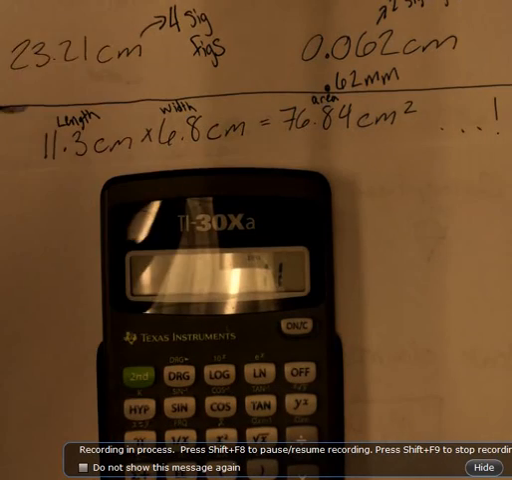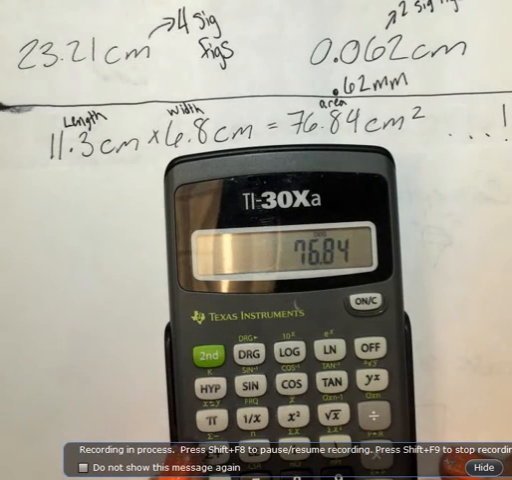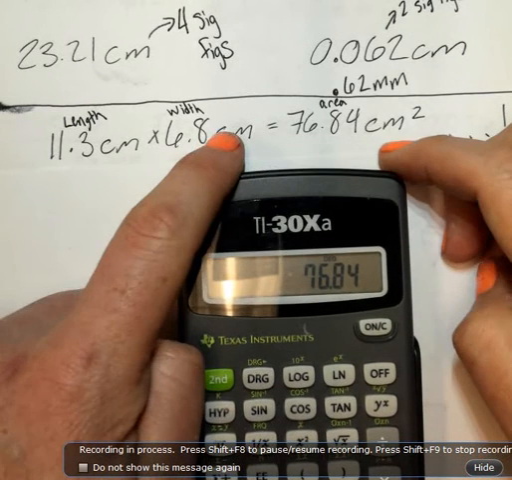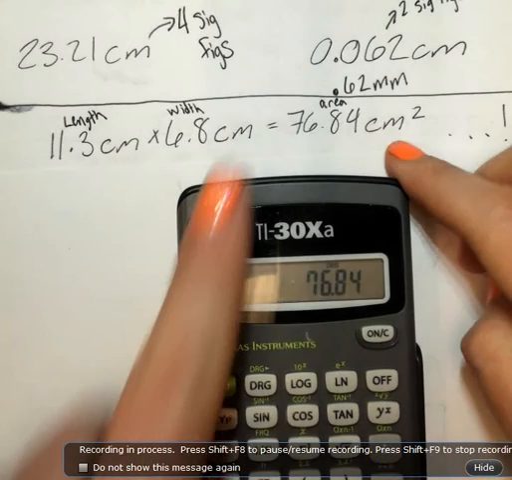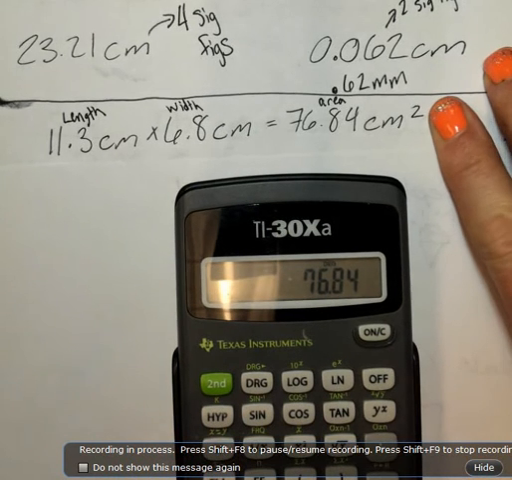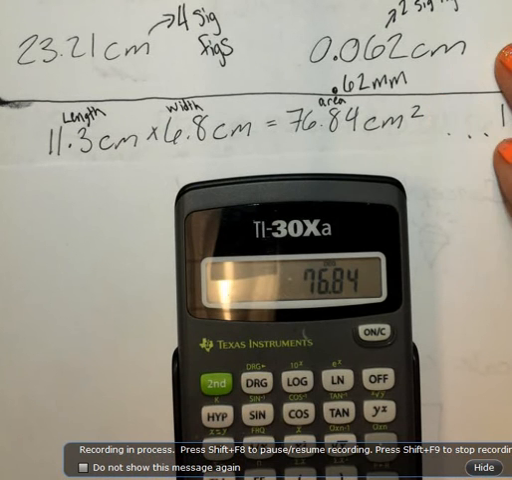And that's what gives us 76.84. And that's the area. And remember, it's centimeter times centimeter. So just like x times x gives us x squared, centimeter times centimeter gives us centimeter squared. So this is the calculated area of whatever object we've measured in the laboratory. But hold on.